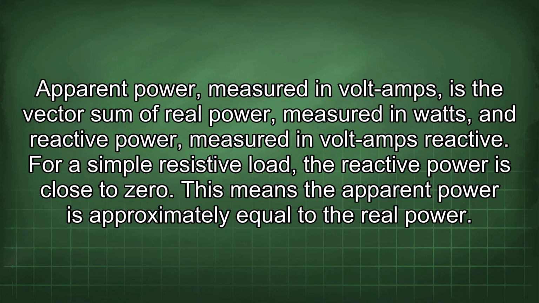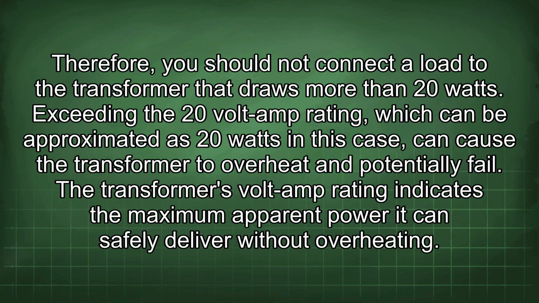Apparent power, measured in volt-amps, is the vector sum of real power, measured in watts, and reactive power, measured in volt-amps reactive. For a simple resistive load, the reactive power is close to zero. This means the apparent power is approximately equal to the real power. Therefore, you should not connect a load to the transformer that draws more than 20 watts.